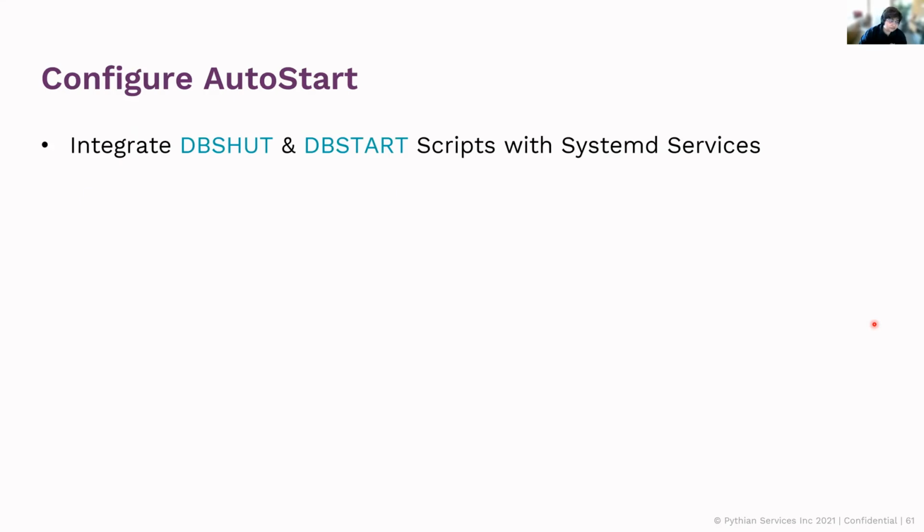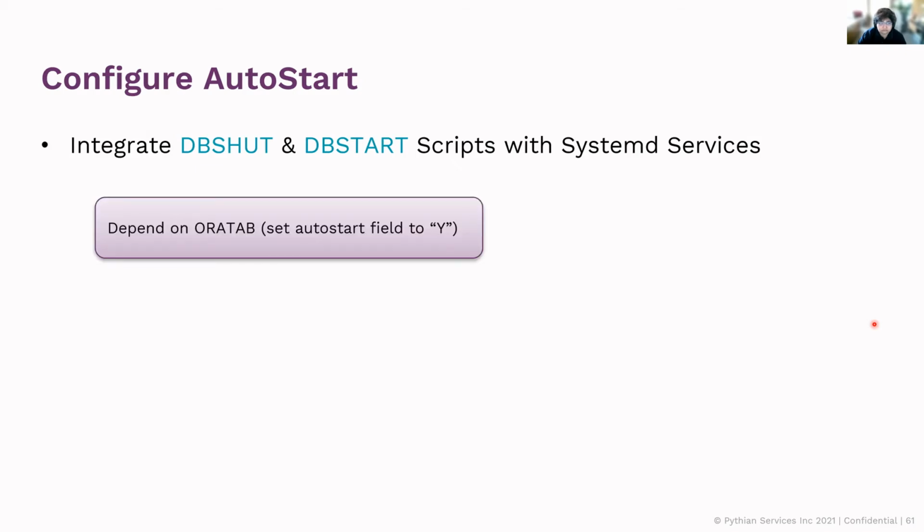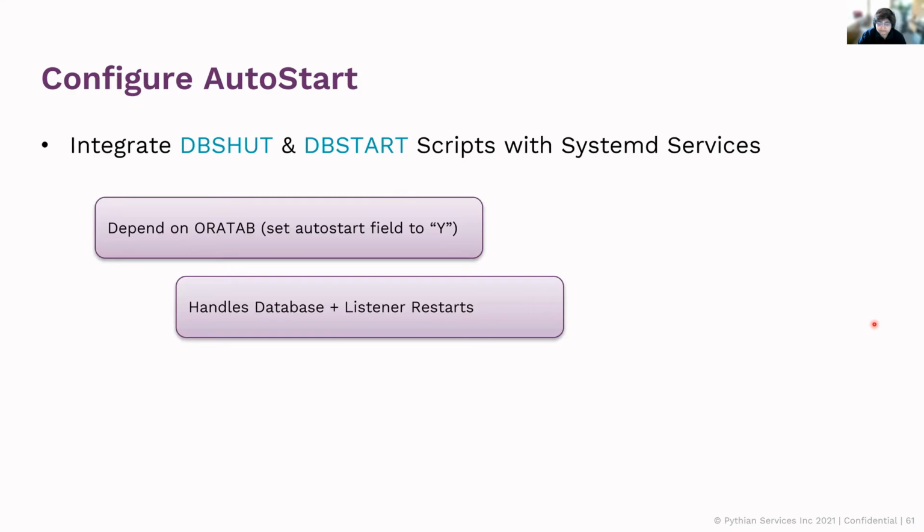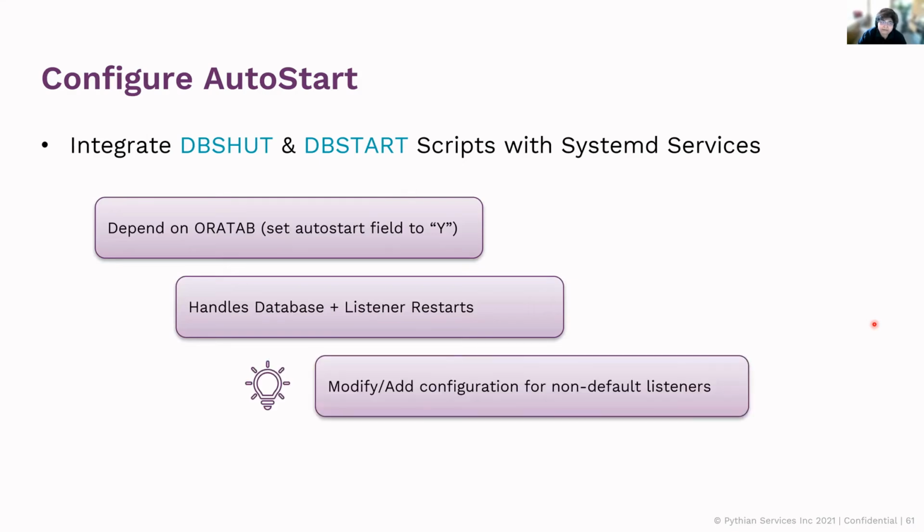Again, another thing that you could do is configure auto start. For auto start, we get dbstart and dbshut scripts by default, and you can integrate them with systemd services. So dbshut and dbstart, as we know, depend on ORATAB. So you've got to set the auto start field to Y. This will handle database and listener restarts. And if you have any custom or non-default listeners, do modify these scripts to ensure that dbshut and dbstart handle your non-default listeners.